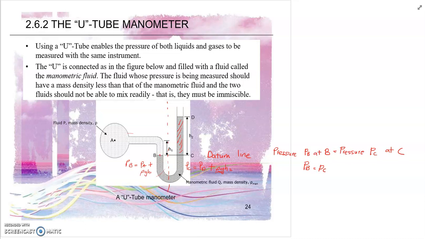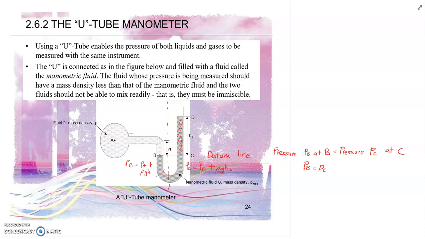Let's continue with another type of manometer, which is the famous one. Here we have a U-tube manometer. Using a U-tube manometer enables us to measure the pressure of both liquids and gases within the same instrument. The U here is connected and filled with a fluid called manometric fluid.